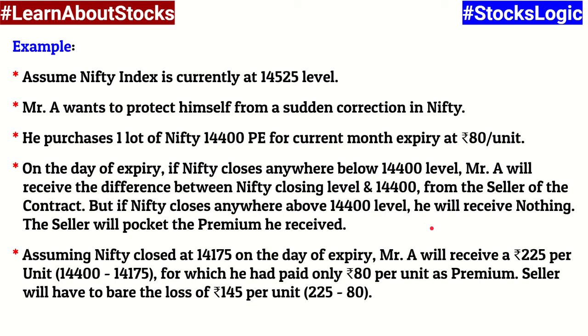But if there is a situation where the Nifty did not go below the 14,400 level till the expiry, okay, so if at expiry it closes even 1 point above this strike price level, then Mr. A would have received nothing from the trade, okay, from the expiry. So please be careful while you trade in put options. There is a possibility that whatever premium you pay can go to zero if the unforeseen event does not actually happen.